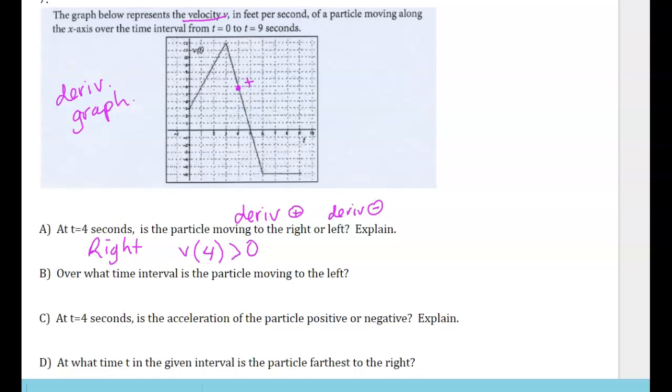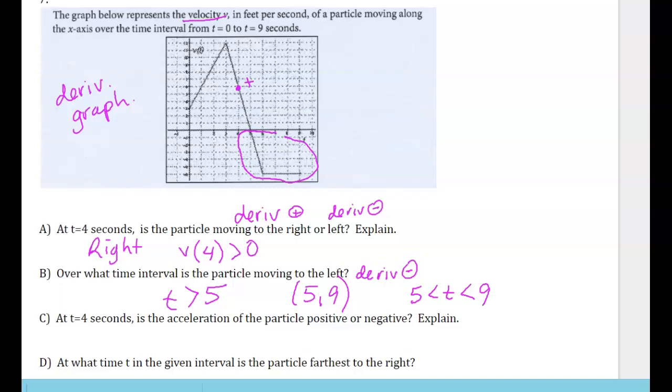On part B, it says, over what time interval is the particle moving to the left? So same idea. If we're moving to the left, we want the derivative to be negative, and that's the graph of the derivative. So I want to know, where are my negative values? Well, here's negative values plotted. So that starts at 1, 2, 3, 4, 5, and continues. At 5, it's 0, so we don't include it. And to 9. So I could say from 5 to 9, since it's an interval, because it didn't stop. Or you could say 5 is less than t is less than 9.